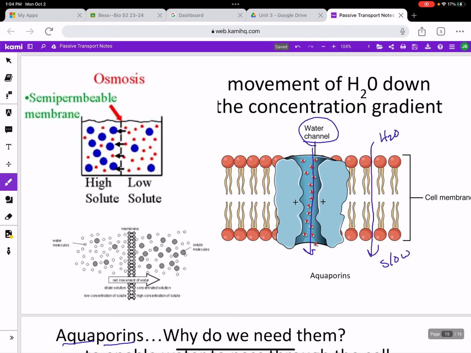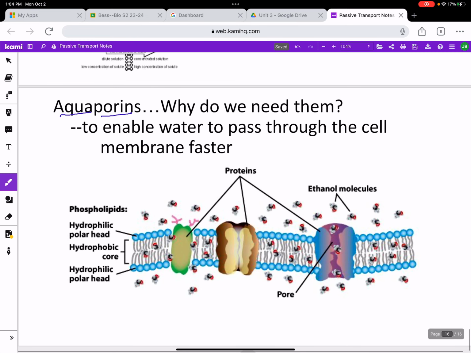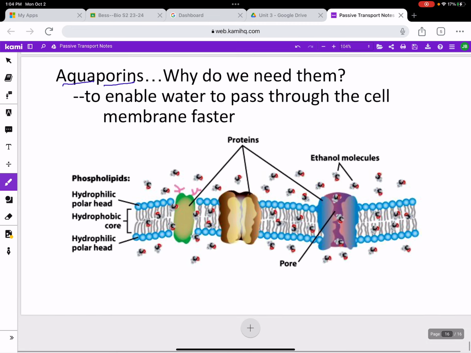So again, it's going to move down the gradient. So there's going to be more to less. So why do we need aquaporins? Because, like I said, cells need water in order to go through cellular respiration, in order to make energy. So we have to have aquaporins so that water can go across the membrane faster. So these are special channels or bridges that strictly bring water into cells. And that's in the notes.